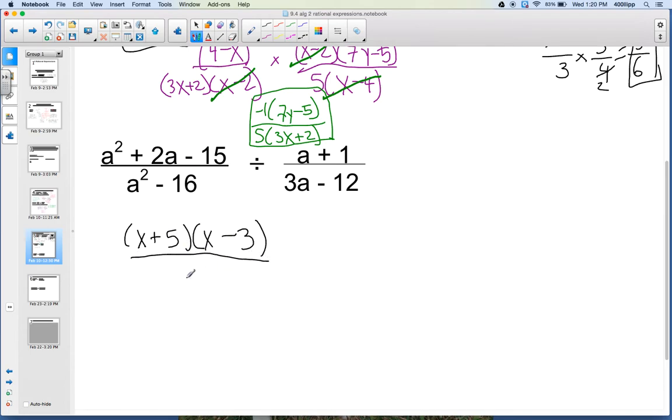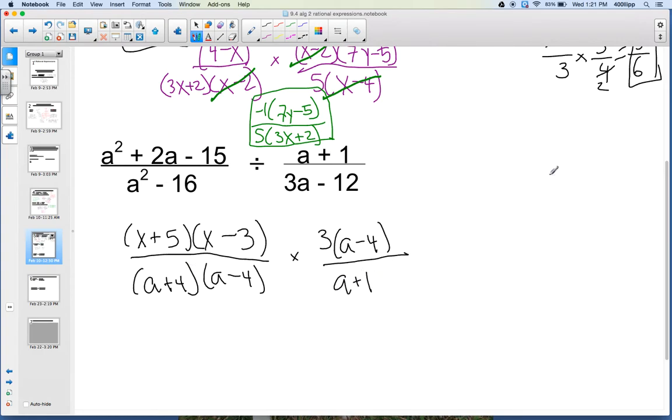Okay, moving on here. This is another difference of two squares, so I'm going to have a plus 4 and a minus 4. We're going to multiply this by, I'm going to take out a 3 here. I'm putting this in the numerator now because we have to multiply by the reciprocal, which means to flip this second fraction. And I have an a minus 4 left. And then I'm going to divide that by a plus 1.